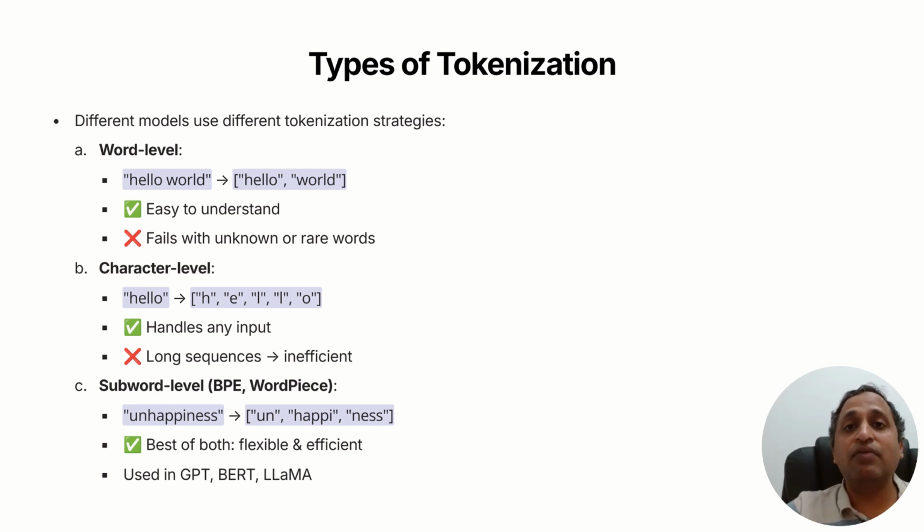So finally, we arrive at a sweet spot, the best of both worlds, which is subword-level tokenization, used by algorithms like BPE. For example, the word "unhappiness" might be broken down into "un", "happi", "ness". These small chunks are statistically frequent, so the model can mix and match them to represent even new words. Subword tokenization offers flexibility like characters and efficiency like words. That's why it is used in almost every modern LLM, including GPT, BERT, and Llama.